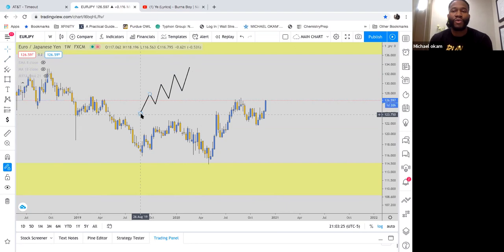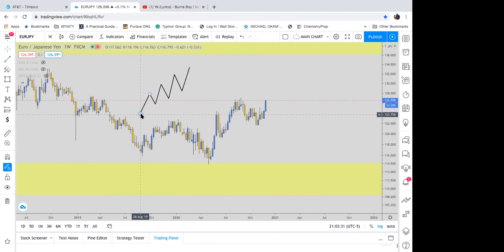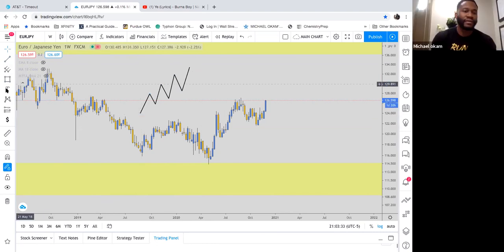So does anybody know what type of structure is being formed in the uptrend? Higher highs and higher lows. Higher lows and higher highs, correct.